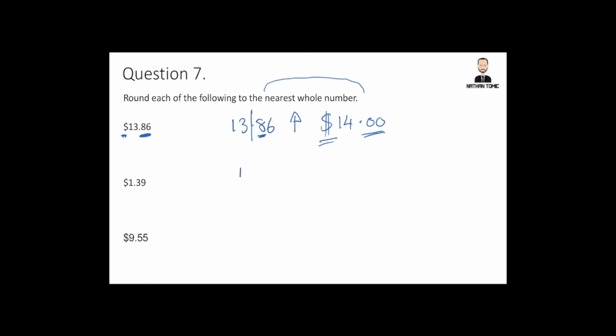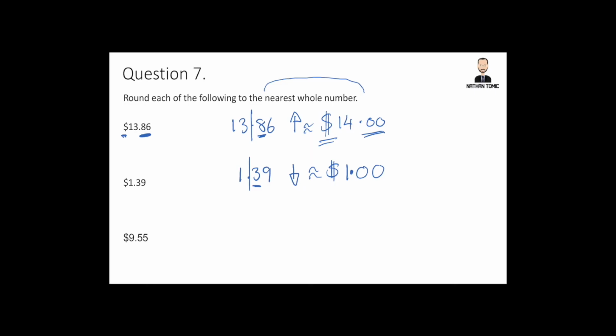For the second question, $1.39. Here's our cut. Here's our critical digit. 3 means we round down, so this becomes $1.00. Whoops, almost forgot the dot. And again, one thing I did forget in both questions was to show the approximate equal sign. Make sure we do that.